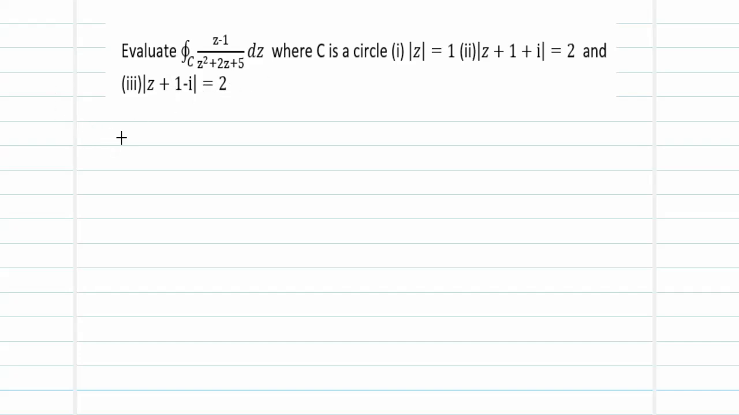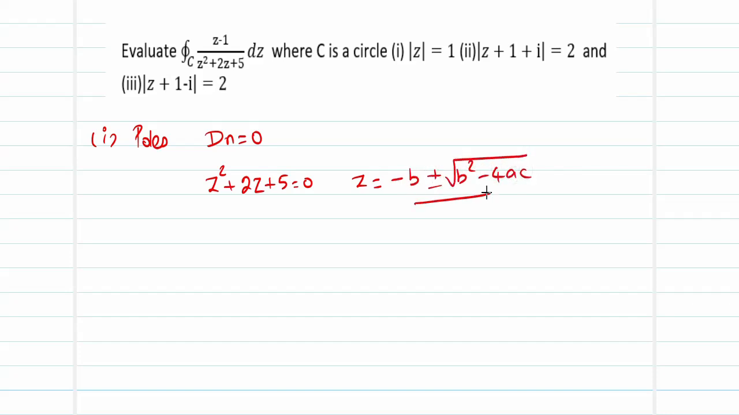To get started, the primary requirement is going to be my poles. How to estimate the poles? The poles are given by equating your denominator to 0. So I have z square plus 2z plus 5 equal to 0. This is a quadratic equation, and we need to factorize it. z is given by minus b plus or minus the square root of b square minus 4ac, divided by 2a. Here this is my a, this is my b, this is my c. So I have minus 2 plus or minus the square root of 2 square minus 4 times 1 times 5, divided by 2 times 1.